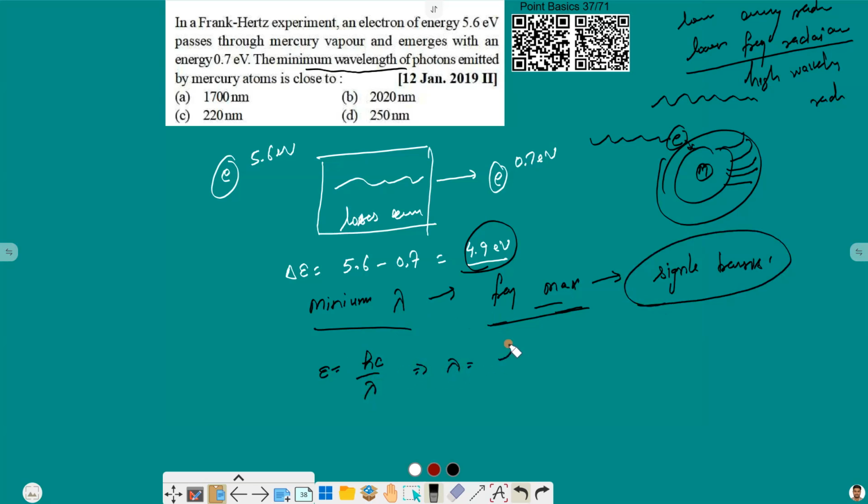So for a single transition we can write E is equal to hc by lambda, and from that lambda is hc by E. hc is 1240 electron volt nanometer divided by E, that is 4.9 electron volt, assuming it to be 5. So we can approximate 1240 by 5 nanometer. So this will be 248 nanometer. That is nearest to option D for us.